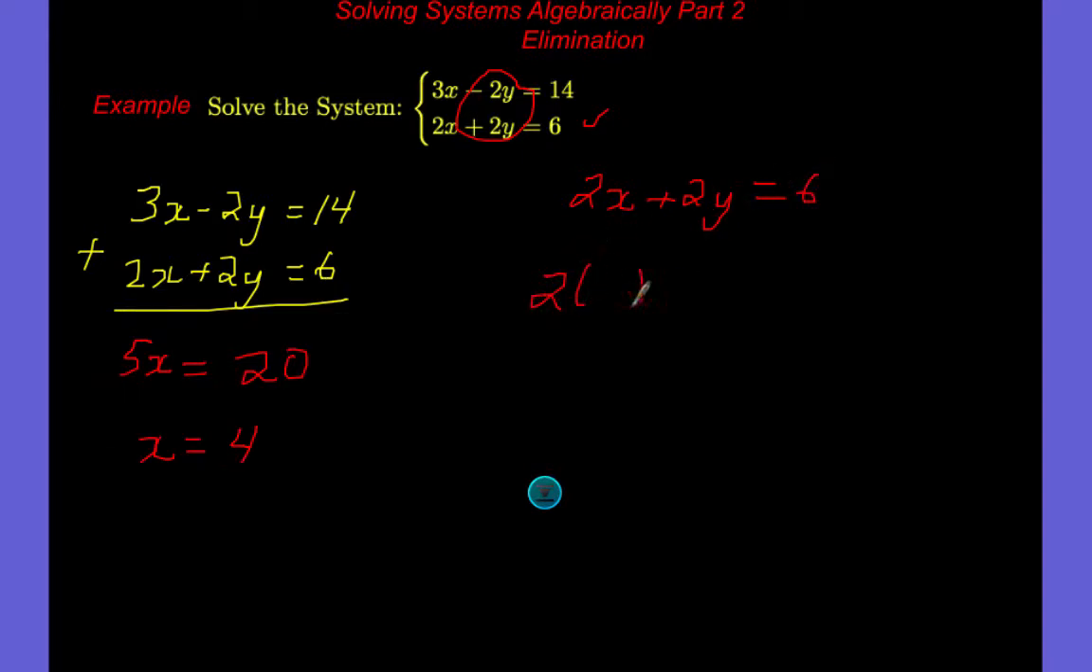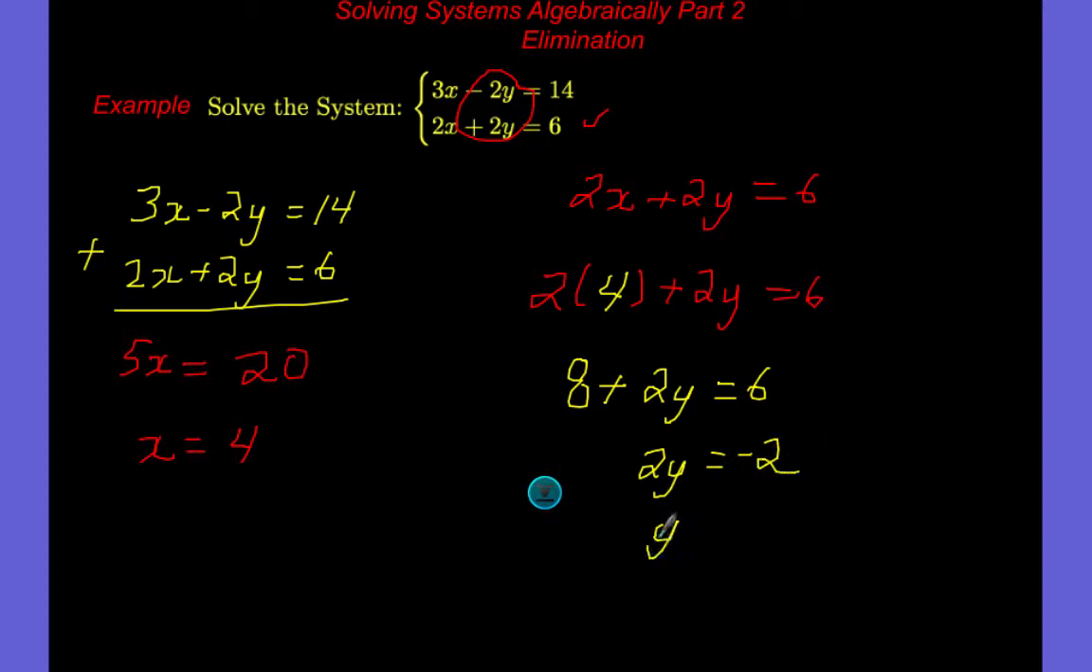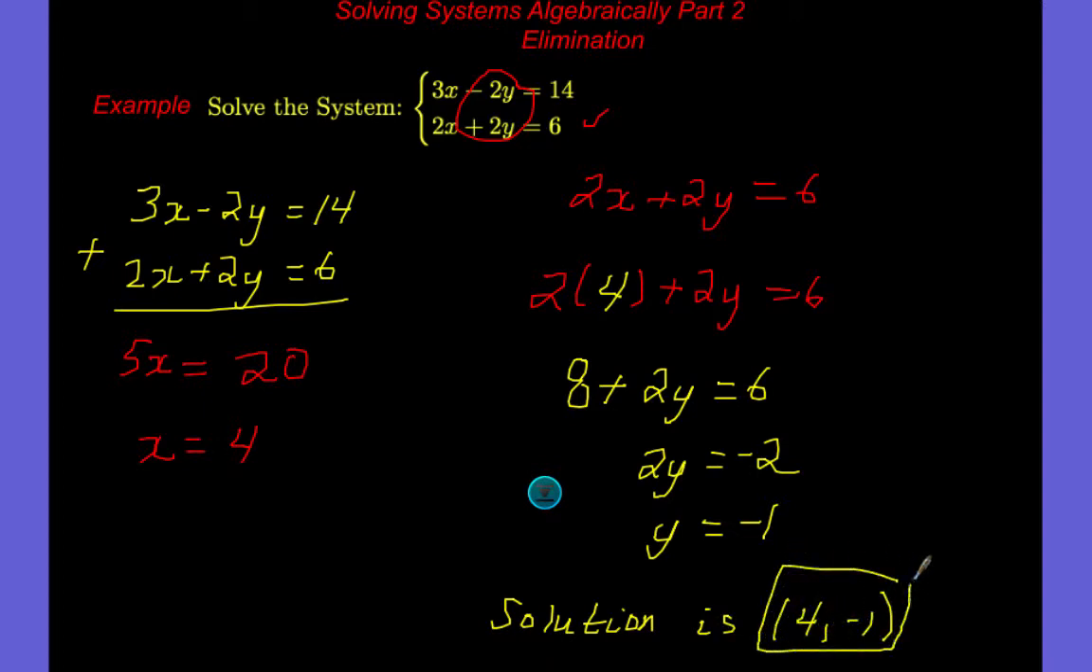So I know what my x value is. It's 4, so I'm going to go ahead and plug that in. I'm going to rewrite everything else. So I plug 4 in for x. I'm left with 8 plus 2y equals 6. So that means 2y equals negative 2 and y equals negative 1. So my solution to this system, it's another unique solution, they intersect, is 4 comma negative 1.